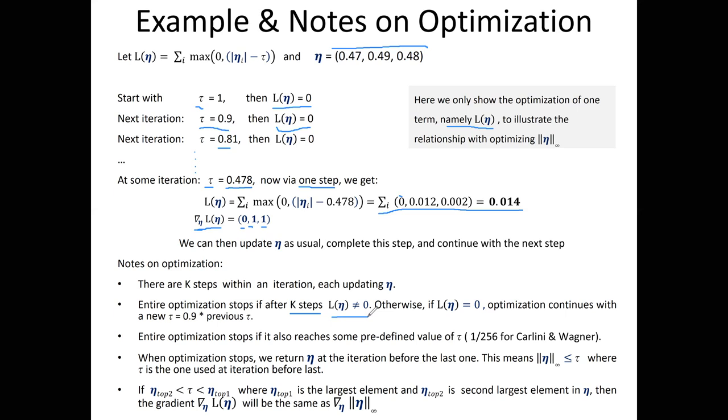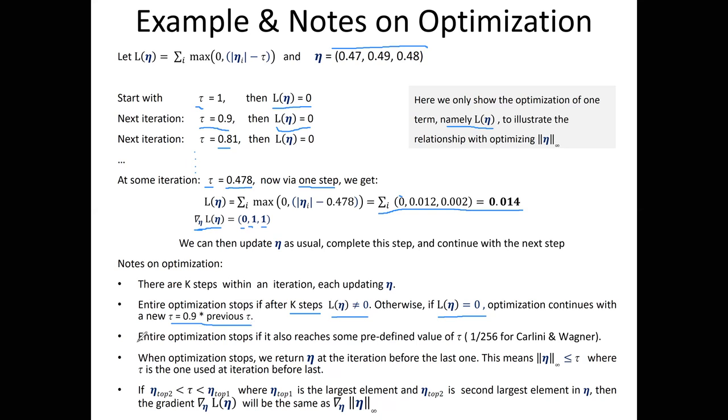the entire optimization will stop, right? And this is what we would get. We just couldn't get this eta to be less than the tau that we set here. Now, if L of eta is 0, it means that the absolute values of all the entries are less than tau, and then optimization will continue as we showed already, with a factor times the previous tau. This we already showed before, the next iteration.